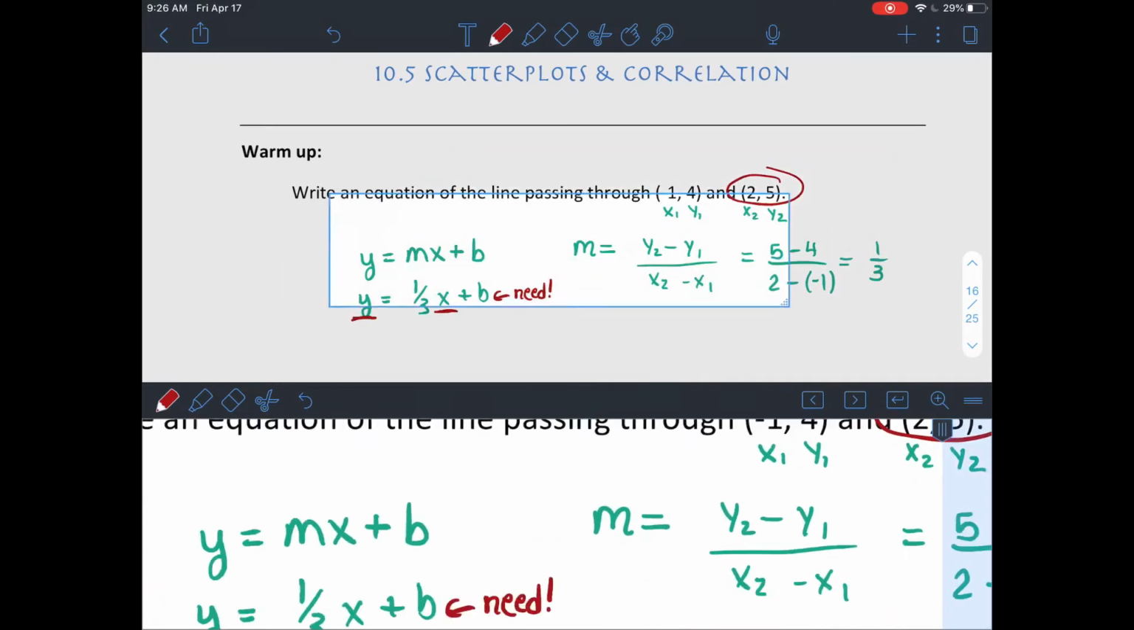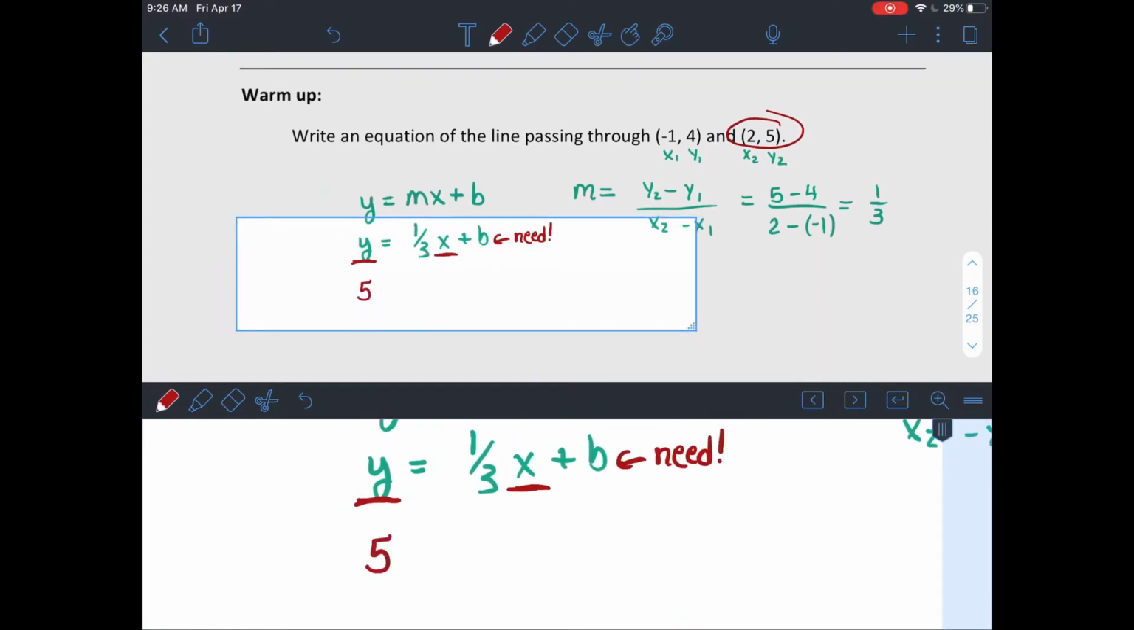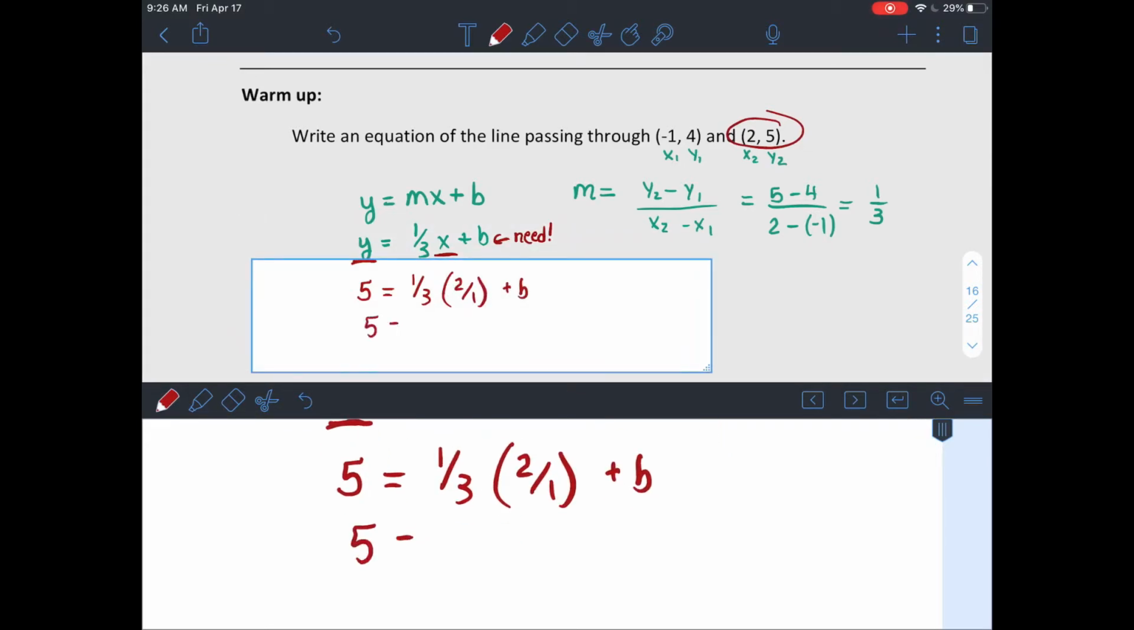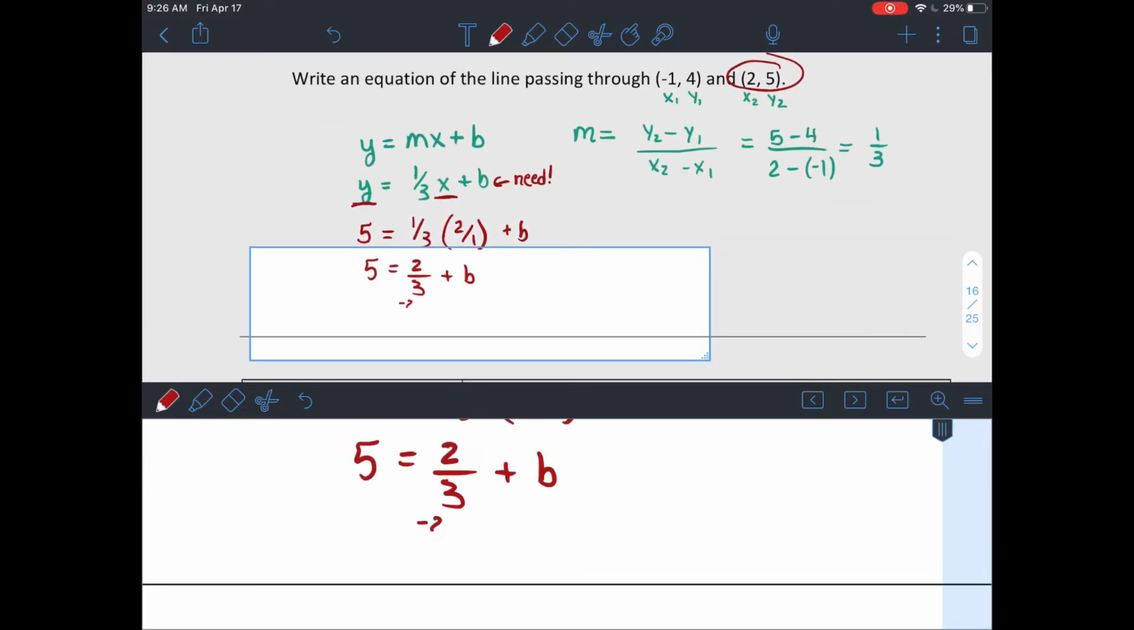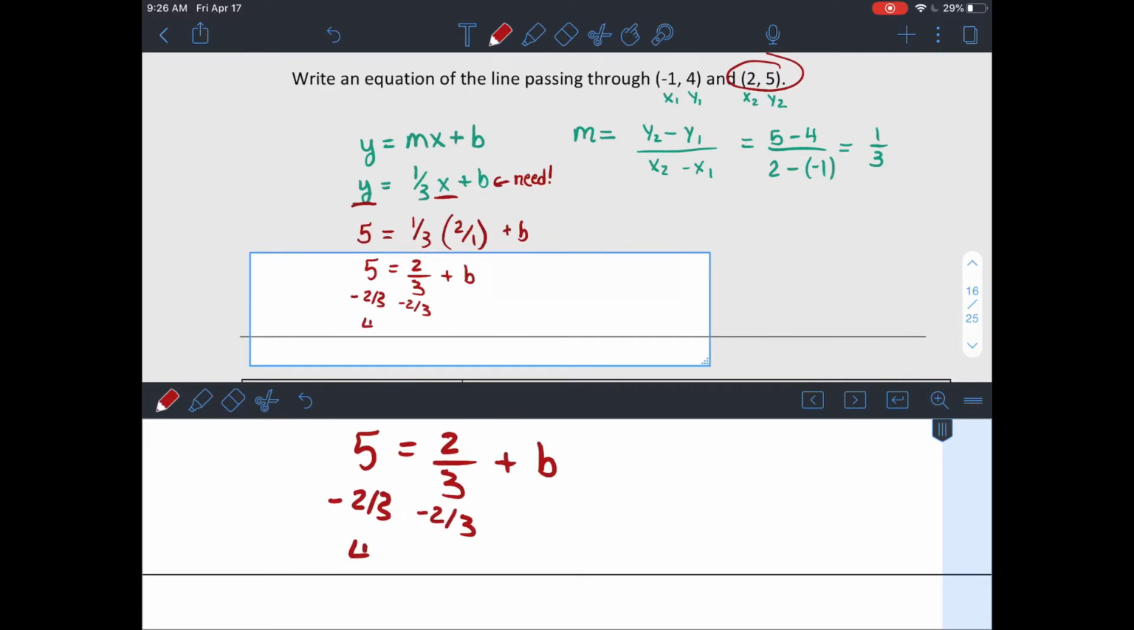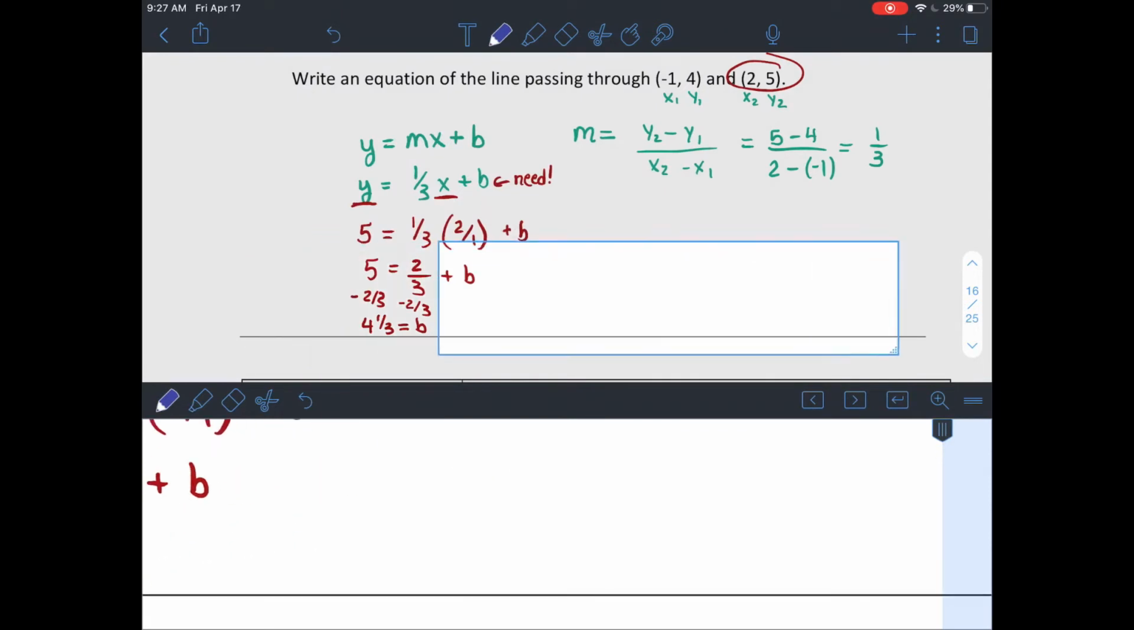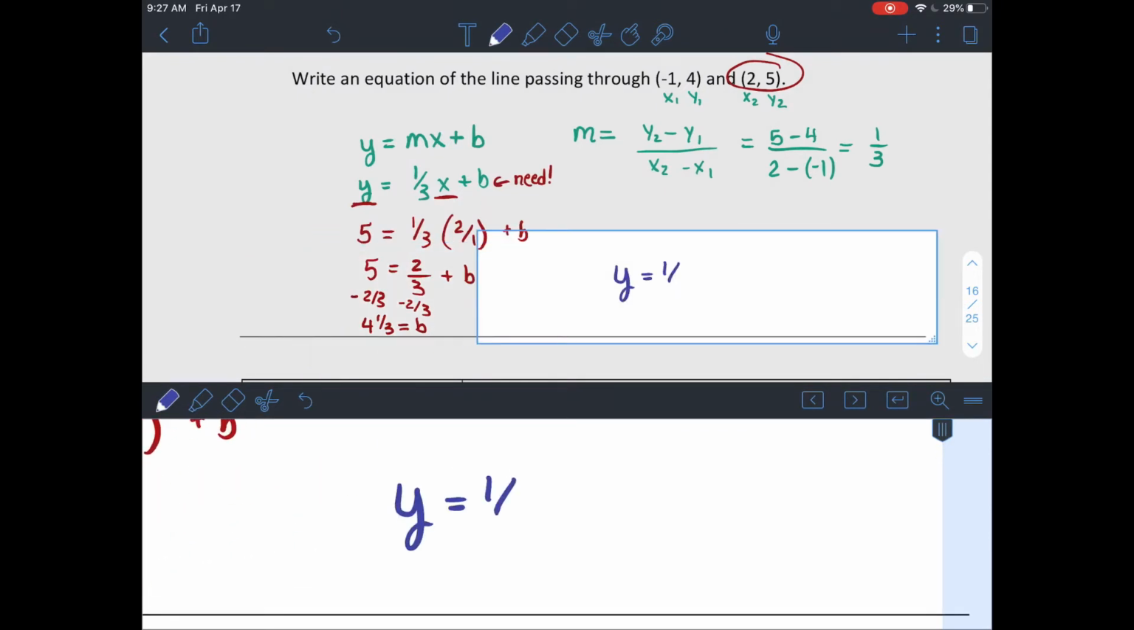So pick either point. I'm going to go with (2, 5), because it's positive. Plug those values in for your x and y coordinates, and then do a little bit of simplifying. Multiplying would give you 2/3. If you subtract 2/3 from both sides of your equation, you're going to get... okay, I was going to do common denominator, but I'm just going to do a mixed number and make that 4 and 1/3 for your y-intercept. So putting it all together, your equation of your line is y equals 1/3 x plus 4 and 1/3.